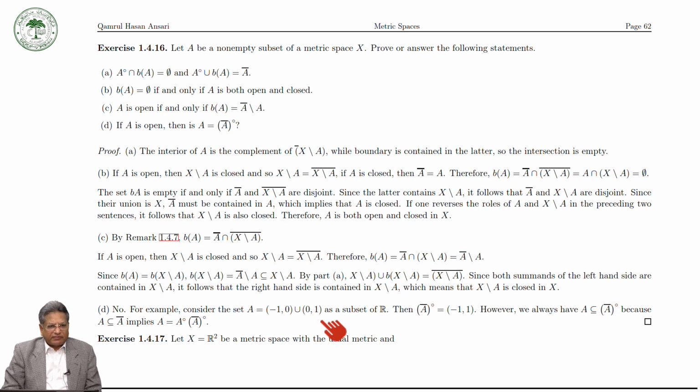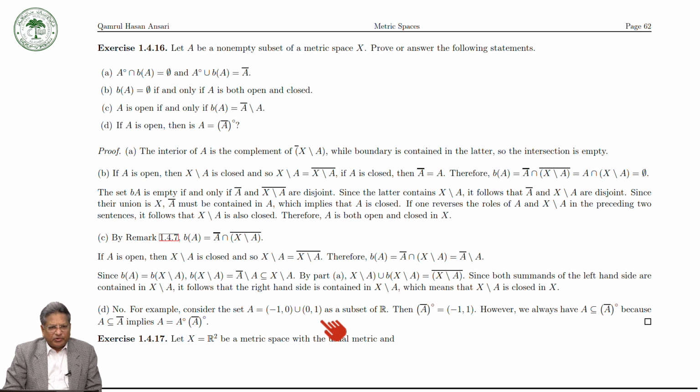Now we have some more exercises. Again, first exercise: let A be a non-empty subset of a metric space X. Then prove or answer the following statements. The statements are that the interior of A intersection the boundary of A is equal to empty, and the interior of A union the boundary of A is equal to the closure of A.